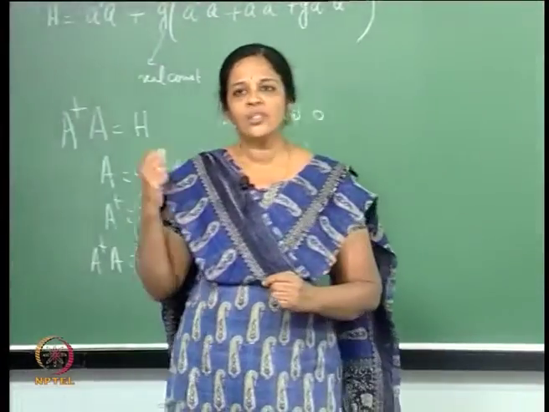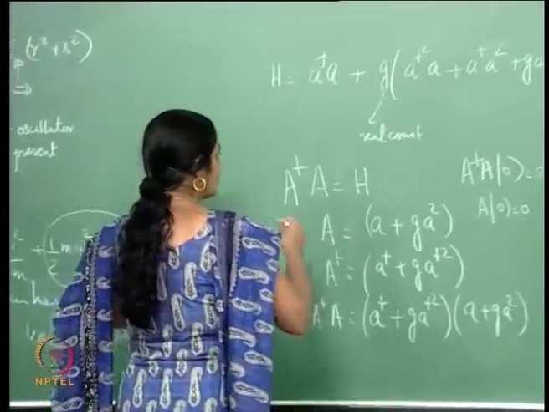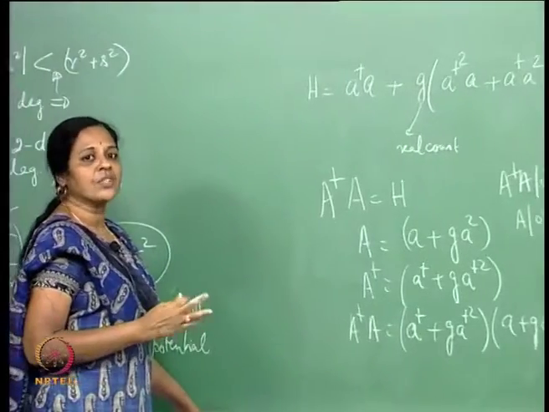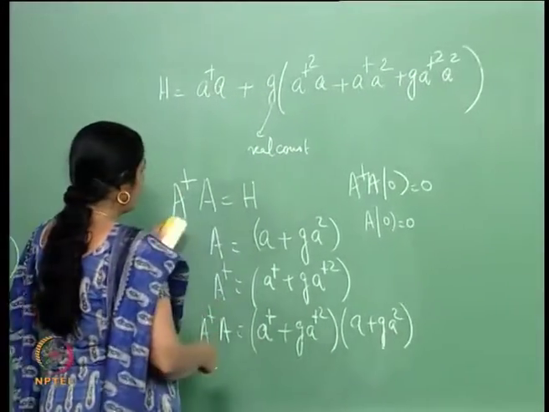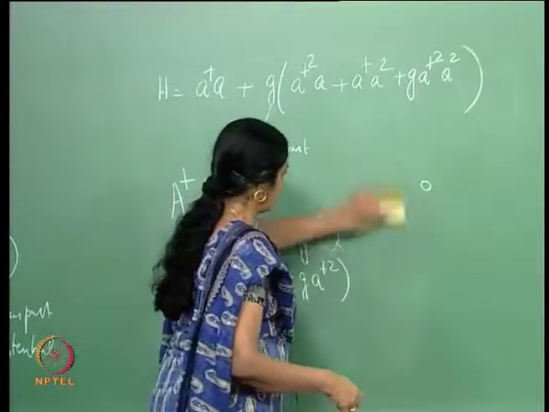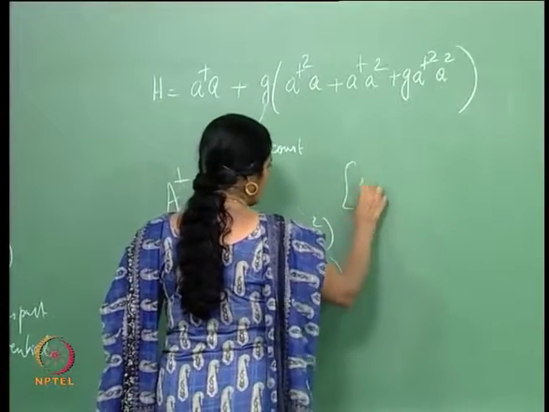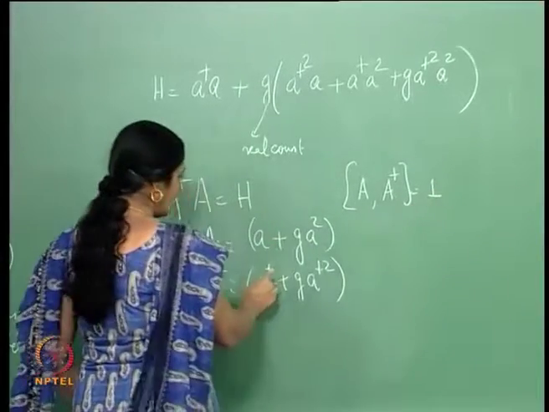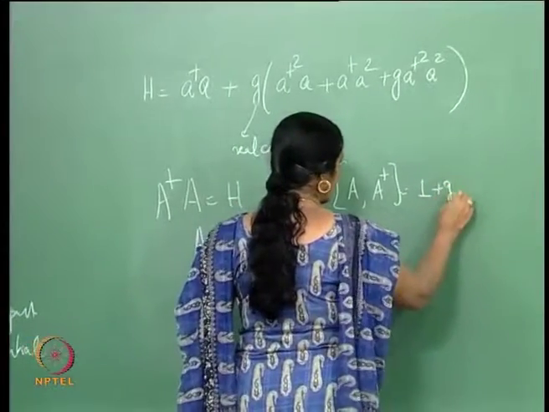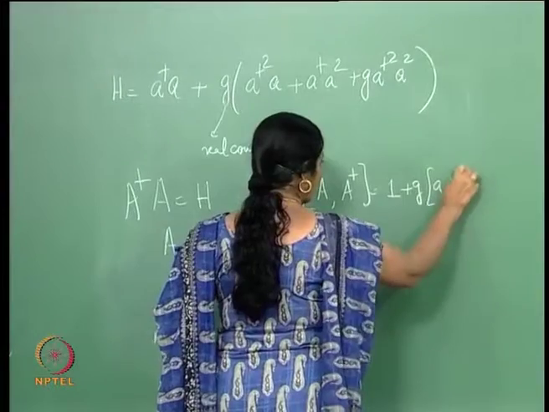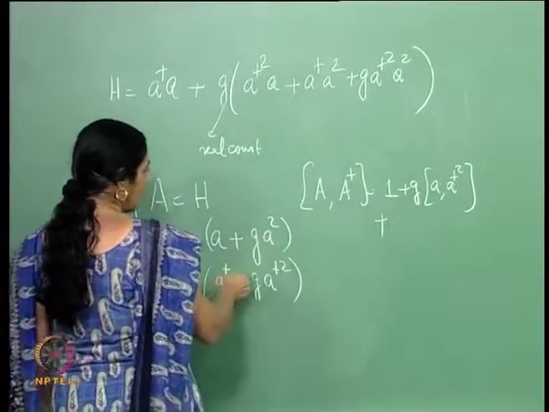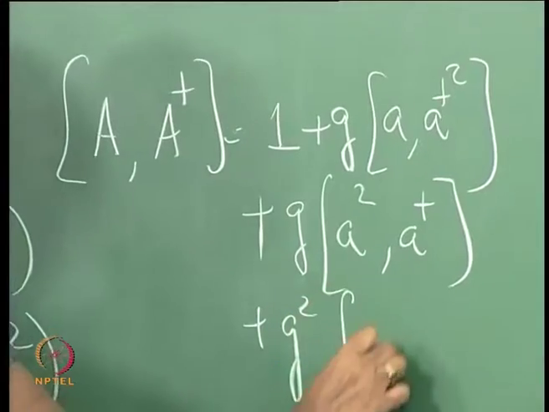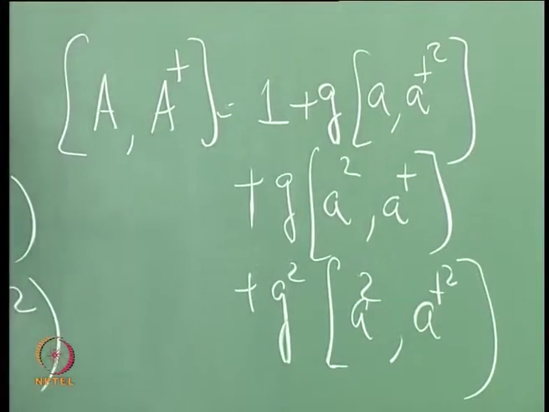Having said that, in contrast to the earlier problem, this transformation from little a and little a dagger to capital A and capital A dagger does not preserve the commutation relation, because if you now find the commutator of A with A dagger, well, the first term is a with a dagger, which is 1, and then there is a plus G commutator of a with a dagger squared, plus there is a commutator of a squared with a dagger, and of course, there is a commutator of a squared with a dagger squared. Now, none of these vanish.